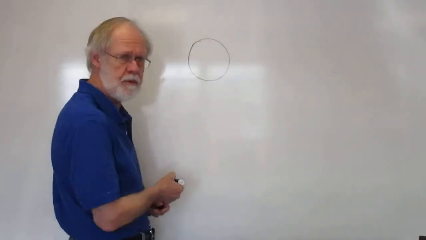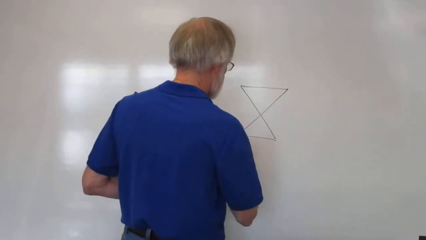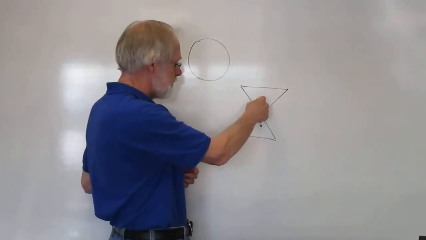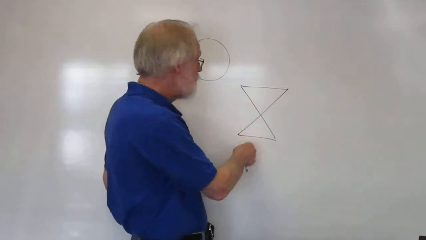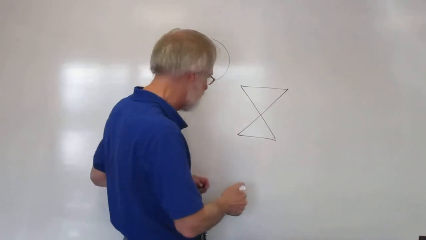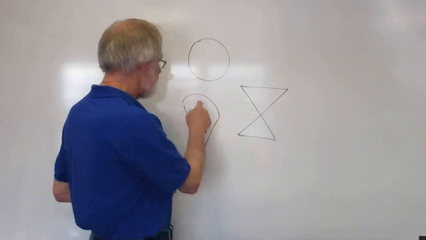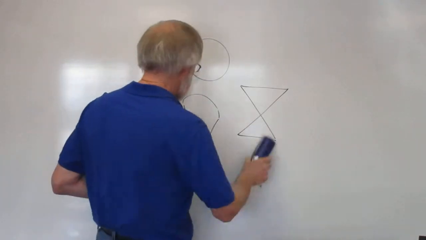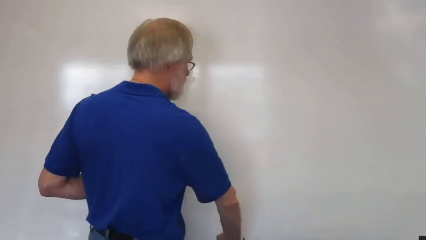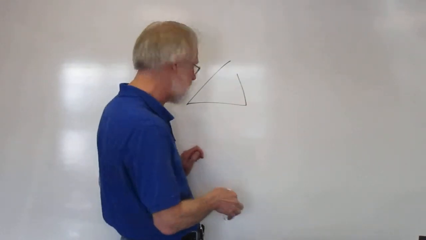This is not a polygon. This is not a polygon, although you could consider it to be made up of two separate polygons, but it's not a polygon because these two sides cross each other. This is not a polygon because it has a curved side. And of course, this is not a polygon because the sides don't meet.